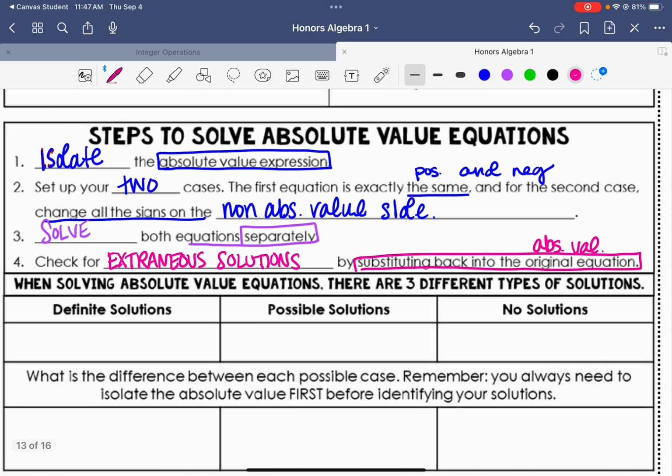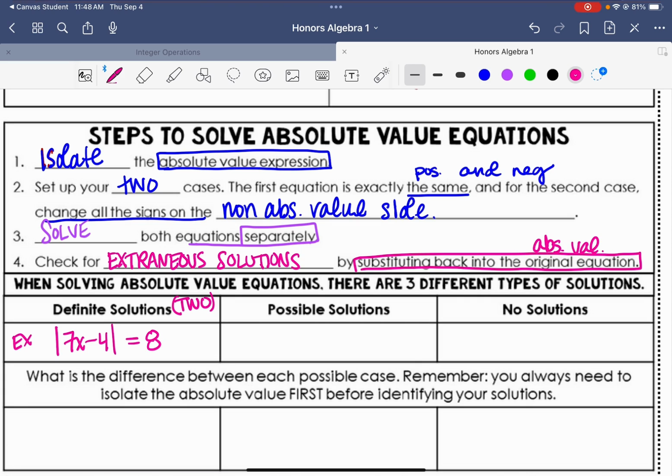There are 3 types of solutions that we can get with absolute values. We can just get definite solutions. So here's an example of that. I can have an absolute value of, say, 7x minus 4, and that's going to equal 8. I'm going to get 2 definite solutions here. One for a positive 8 and one for a negative 8. So I would say there's 2 solutions here.